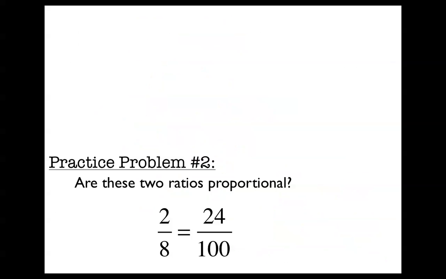Yay! So your second practice problem is, are these 2 ratios proportional? Do you have to reduce both? No. You could just do 2 times 100 and 8 times 24 and see if those 2 cross products come out the same.